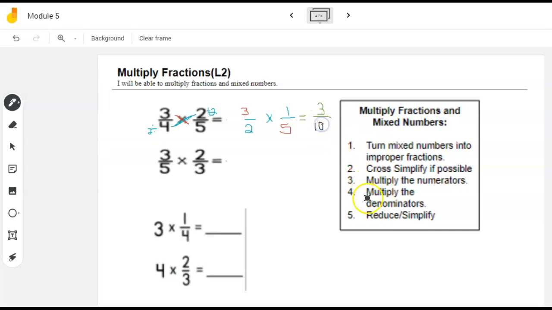Now, we shouldn't have to reduce or simplify because we already did that. The cross simplify takes out this last step, but I leave it in there in case maybe you didn't cross simplify correctly. Okay? And I will show you over here what would happen if you forgot to cross simplify.